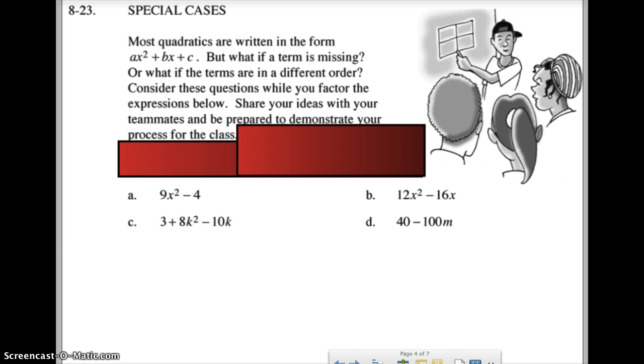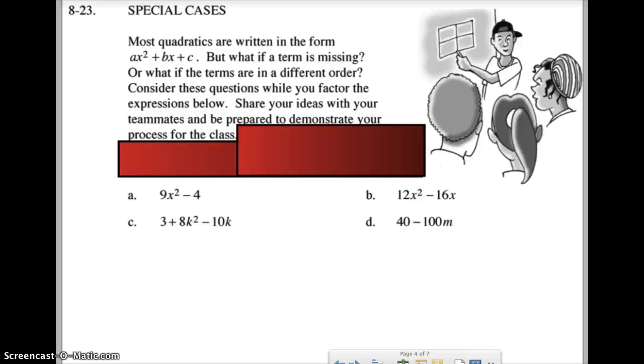Number 23 is our special cases. And it says most quadratics are written in the form ax squared plus bx plus c. But what if a term is missing? Or what if the terms are in different order? Consider these questions while you factor the expressions below. Share your ideas with your teammates and be prepared to demonstrate your process to the class.